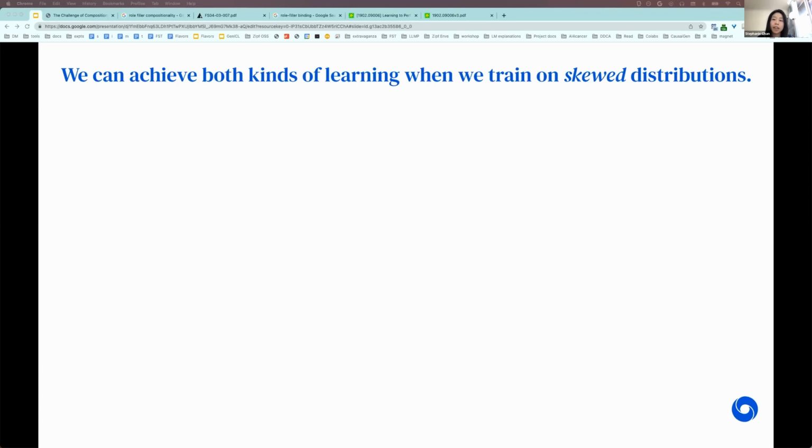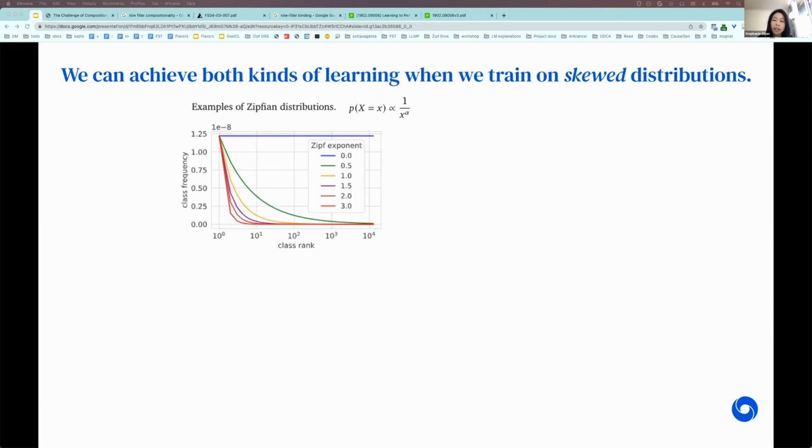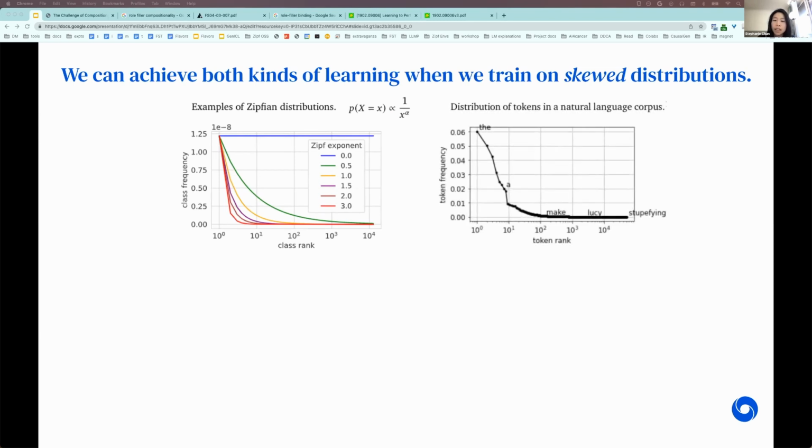And this is again something that we observe in natural data like language. So here are a few examples of these kinds of skewed distributions. We use a Zipfian or power law. The degree of skew is controlled by the exponent alpha in the denominator. And here is an example of the kind of skewed distribution that you see in natural language. But as I said before, this kind of skew exists in other kinds of natural data too.